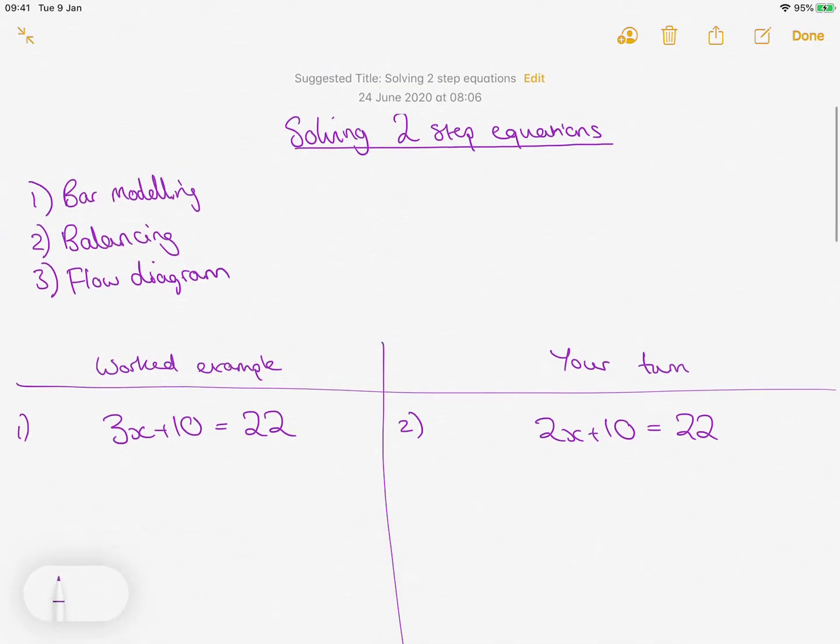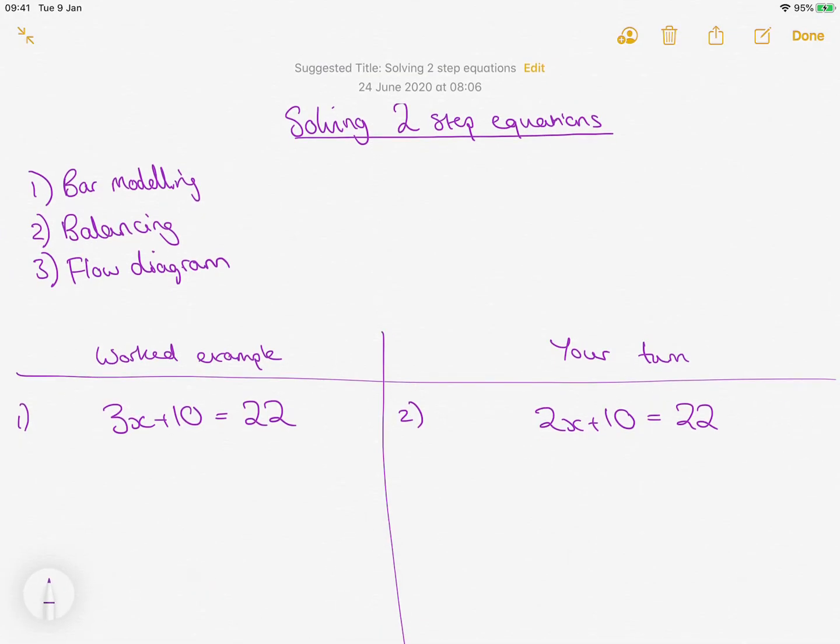Today's title is Solving Two-Step Equations, and I'm going to go through the three different methods that we've looked at previously when we're solving one-step equations. So I'm going to go through 6 questions in total, so by the end of the lesson you'll have 6 questions completed in your book.